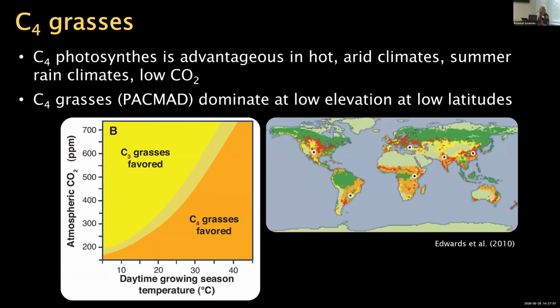Okay, let's talk now about C4 grasses. So to remind you, C4 grasses or C4 plants, C4 photosynthesis is advantageous in hot, arid climates, with summer precipitation, and also low levels of atmospheric CO2. And today, C4 grasses in the PACMAD clade tend to dominate savannas and grasslands at low elevation in the tropics.